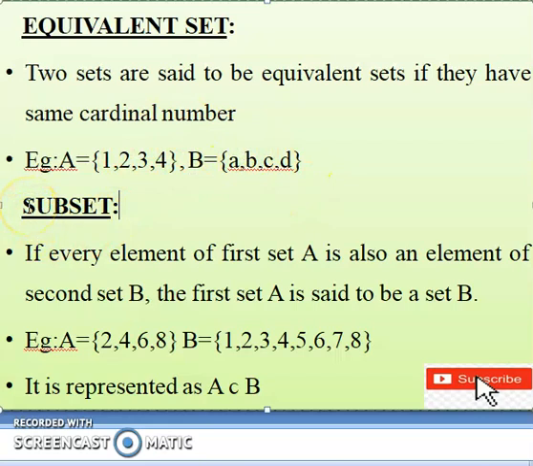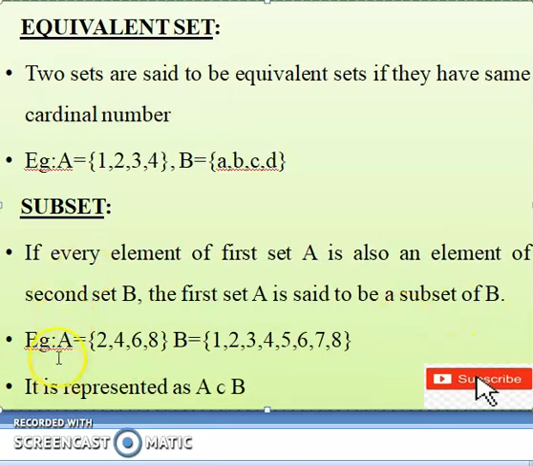Now coming to subset. What do you mean by subset? If every element of the first set A is also an element of the second set B, then the first set A is said to be a subset of B.